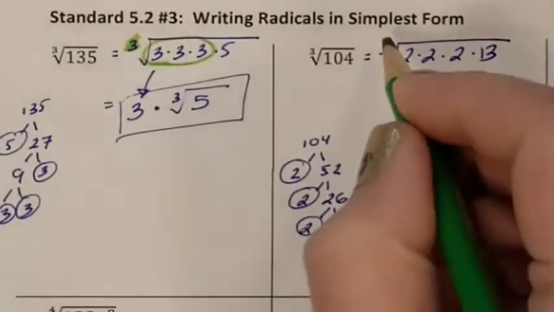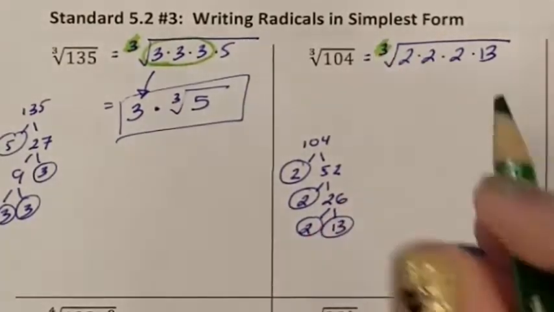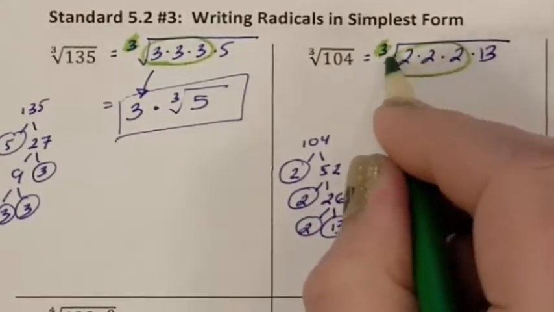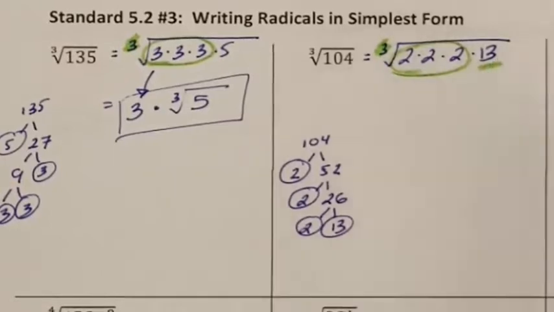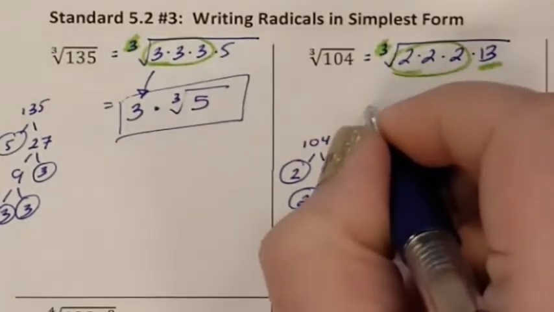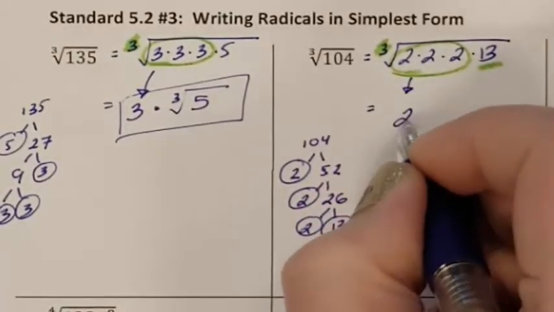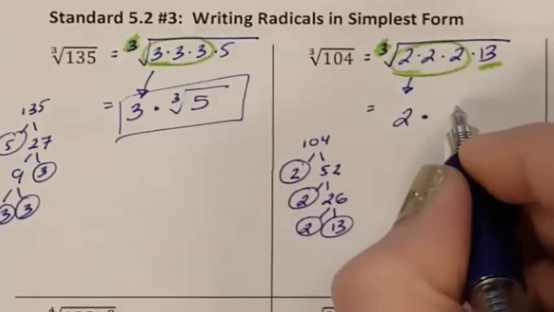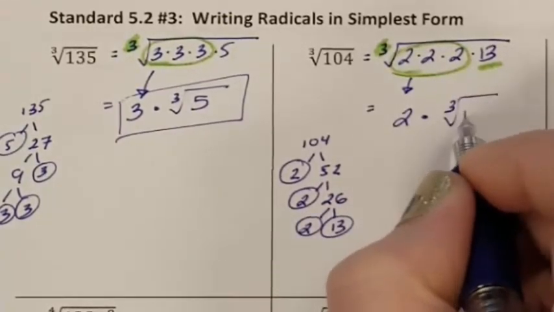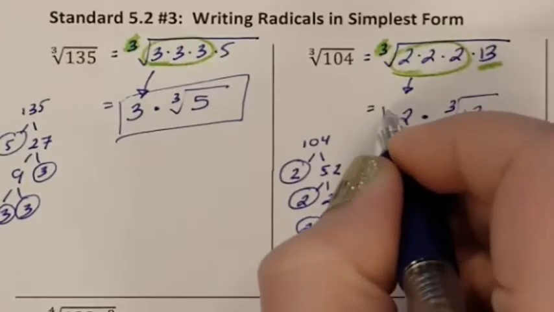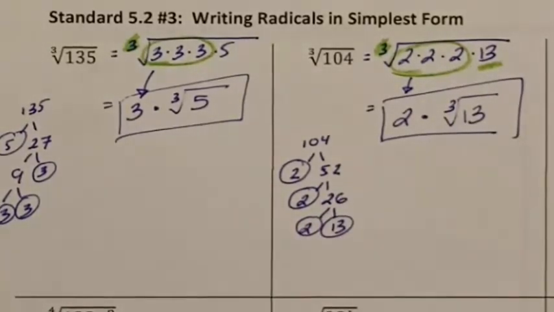Again, because the root is a 3, I just need groups of 3. So these make a group of 3. This 13 does not make a group of 3. So I have the 2 that got to escape, multiplied by the 13 that had to stay inside the third root. So this is my final answer, and I'm done.